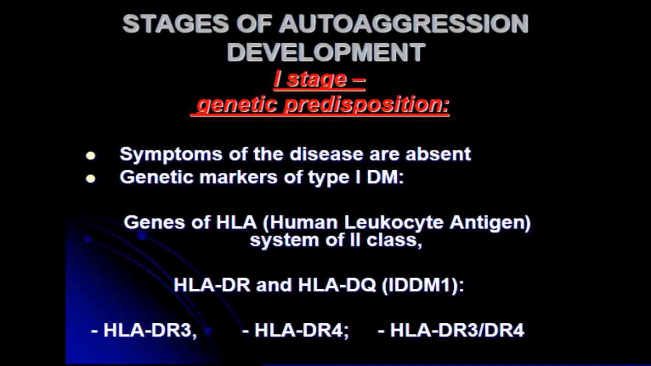Now we'll consider the pathogenesis of diabetes mellitus. Pathogenesis includes 6 stages. First stage, genetic predisposition. Symptoms of the disease are absent. Genetic markers of type 1 diabetes mellitus: genes of human leukocyte antigen system of second class, DR3, DR4, sometimes maybe mixed genes. This is named IDDM1.